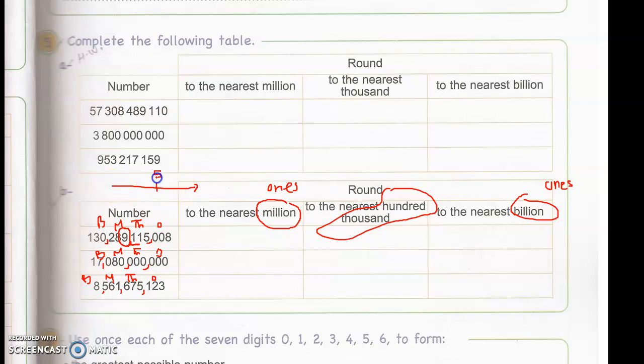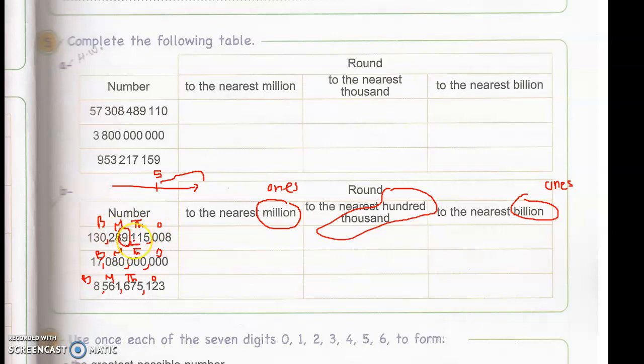If it's less than 5, I will keep the millions digit the same. So 9 has to be the same. If it's 5 or more than 5, I will add 1 to the millions digit. I will add 1 to 9. Okay, so it becomes 10. So I will write 0 down, 1 up if it's bigger than 5.